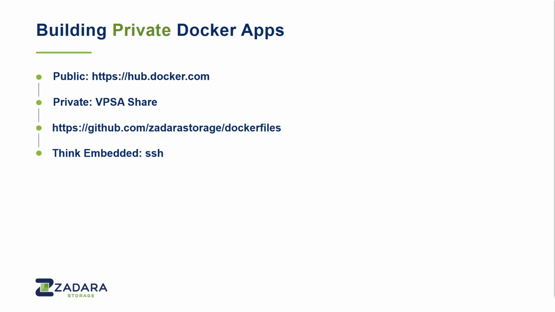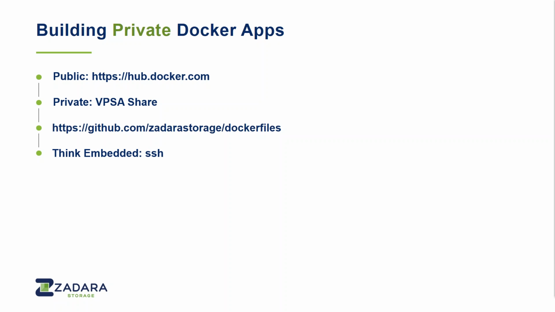Today, what we're going to talk about is building some private Docker apps that can run on the VPSA. If you're not aware, in the VPSA we have a very powerful extension that allows you to extend the capabilities of the array itself. You won't find this capability in any other array. Everything else runs outside of the array, and they just connect through normal shares. What this gives you is a very powerful and fast capability to run Docker right on the array.